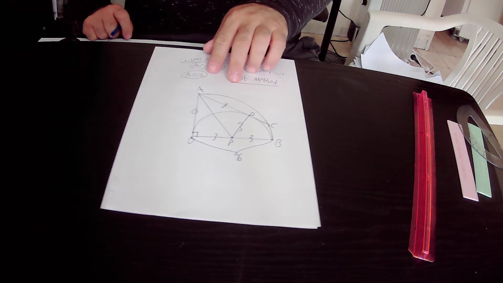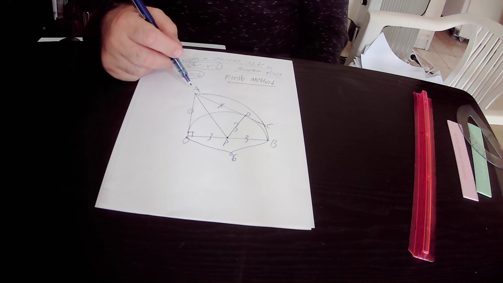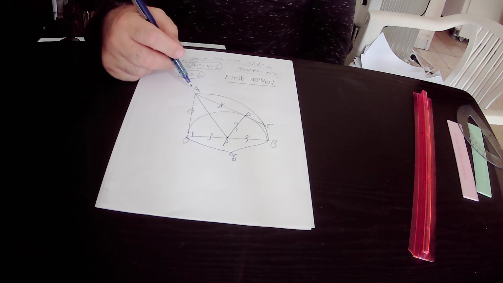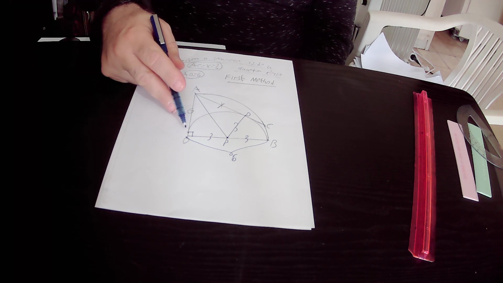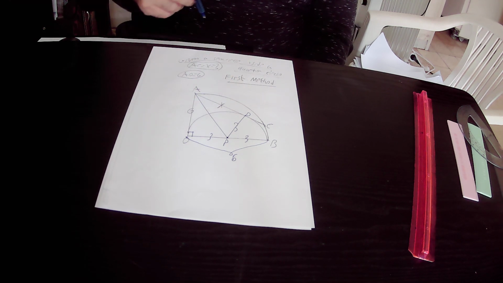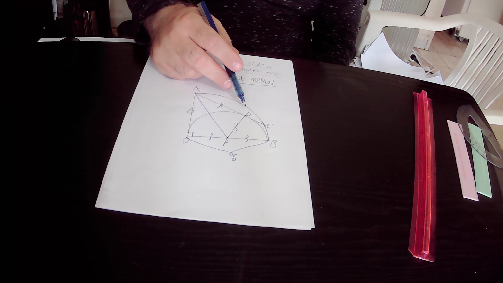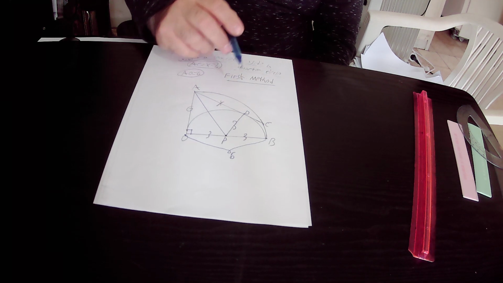In our drawing, we have the common external point, point A. From the common external point A, we have two tangents to this semicircle. The first tangent is tangent AO, the second tangent is tangent AD. AD is tangent to this semicircle at point D. Point D is the point of tangency.